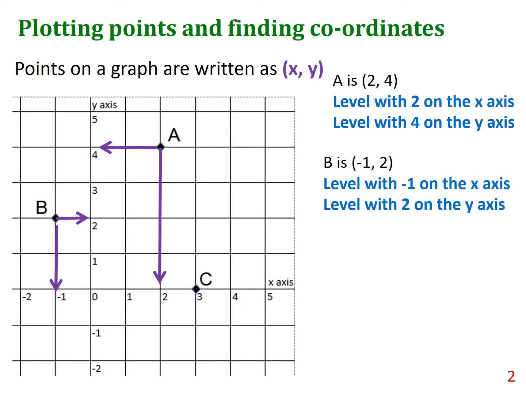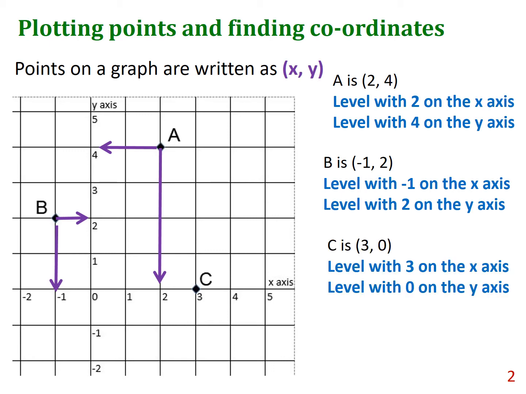Point B is level with -1 on the x-axis and 2 on the y-axis. We write it (-1, 2). Point C is right on the x-axis. So it is level with 3 on the x-axis, that's where it is, at 3 on the x-axis, and it is level with 0 on the y-axis, so its y-coordinate is 0.